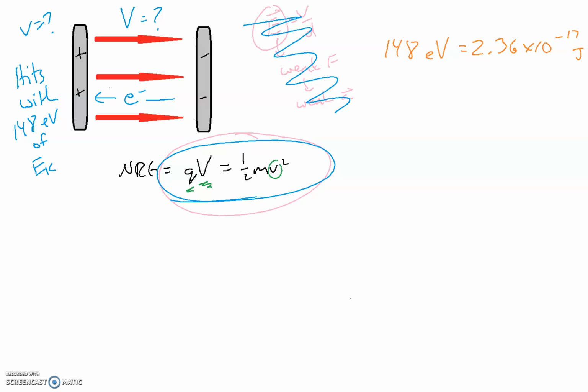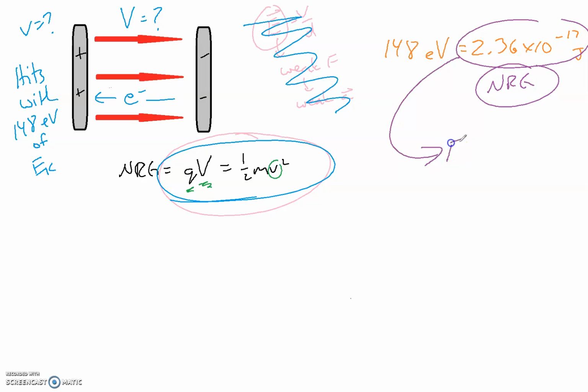And this is the energy for everything. So here's my energy that was used. And I can use this as my work. I can use this as my potential energy. I can use it for whatever I want. It doesn't make any difference. That's the energy involved. So I can take that 2.36 negative 17 and make that equal to my kinetic energy, and then I can use that to solve for how fast it was going.